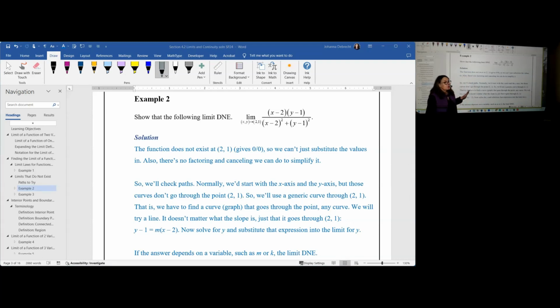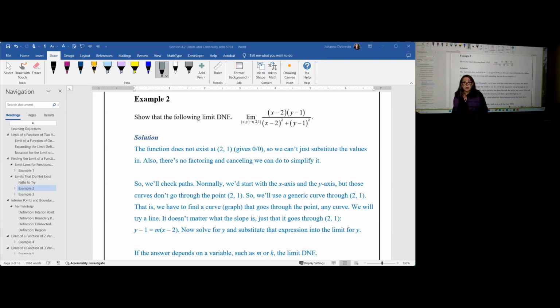In this case, we want to find the limit as an arbitrary value xy in our delta disk approaches the ordered pair 2, 1. So whichever path we choose, 2, 1 has to be on it. Our function is the ratio of the quantity x minus 2 times quantity y minus 1, all divided by the quantity x minus 2 squared plus the quantity y minus 1 squared.